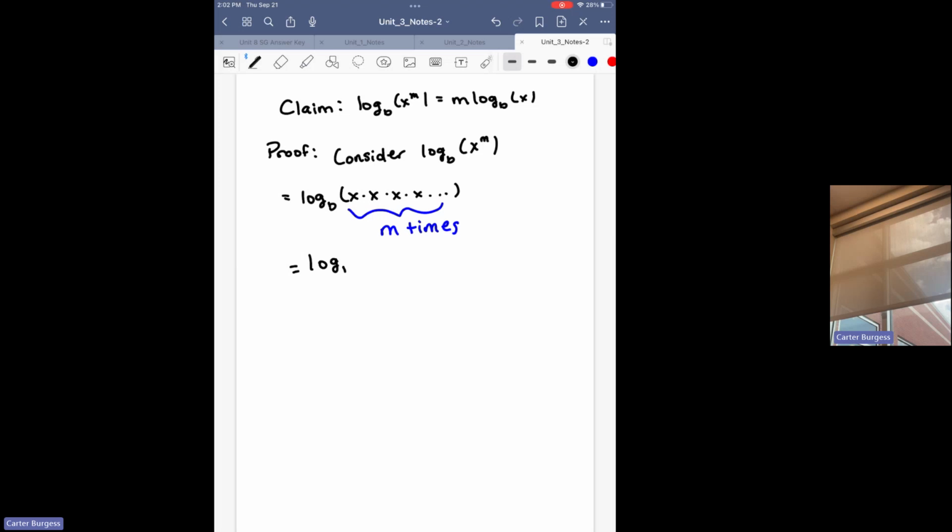Yeah, exactly. This is log base b of x plus log base b of x plus, and how many of these log base b of x's am I going to have? I have m of these. So I'm adding the same thing to itself over and over again. What's another way that we represent repeated addition? We do it with multiplication. So this is just the exact same thing as m times log base b of x.